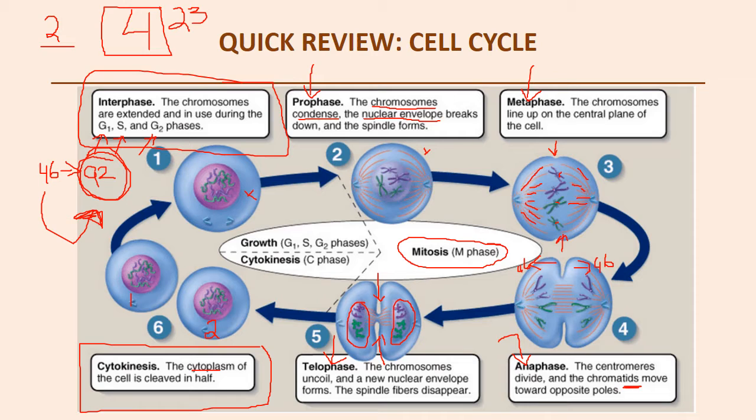There is a sentence that I always tell all my students that makes it a little bit easier to remember the phases in order, and it's I passed my anatomy test. So interphase, prophase, metaphase, anaphase, telophase. I passed my anatomy test. So those are the phases in order.